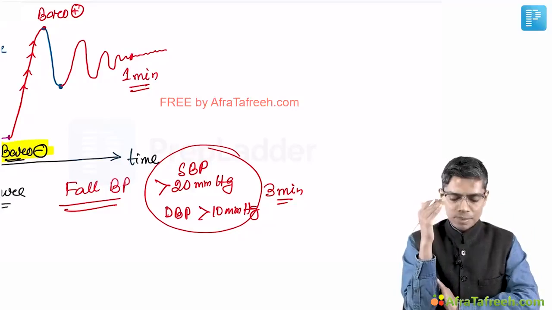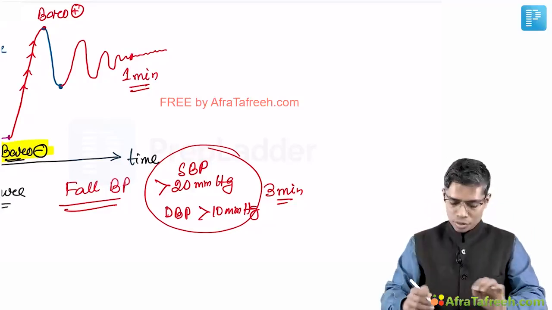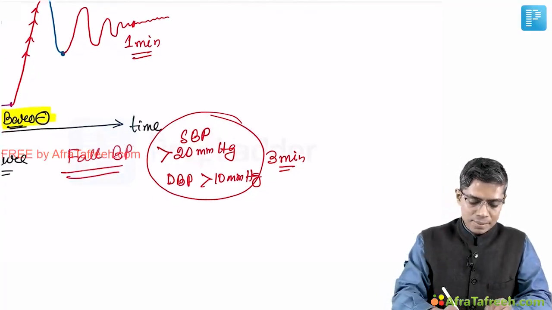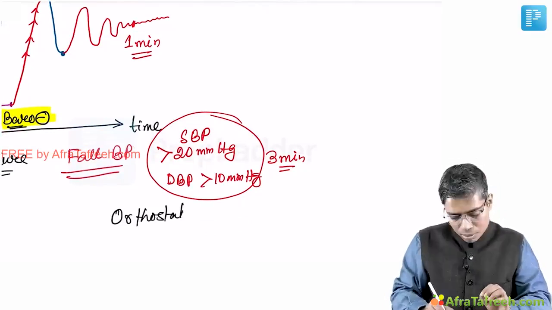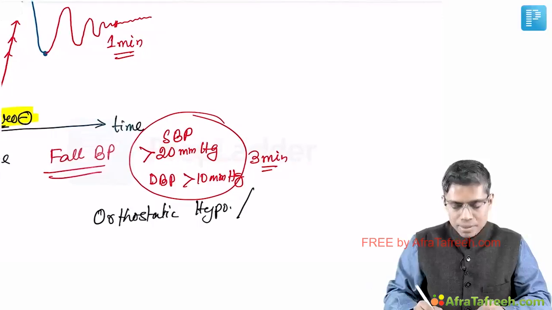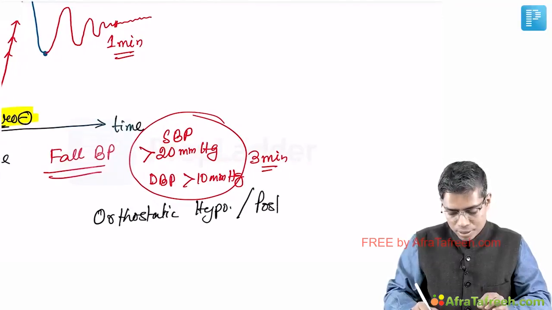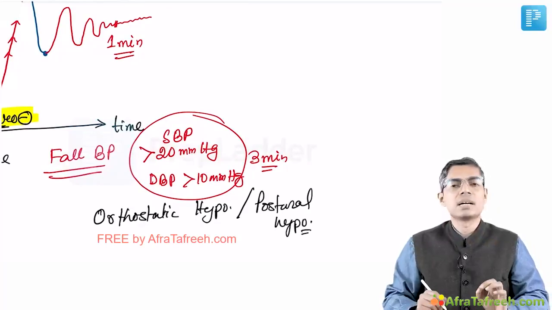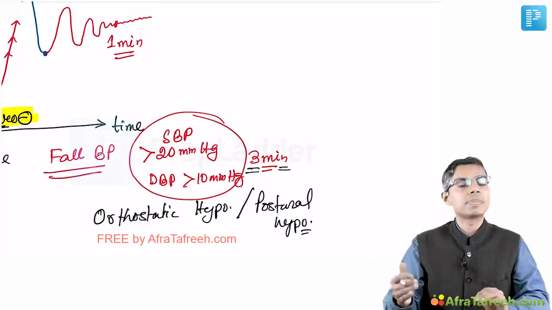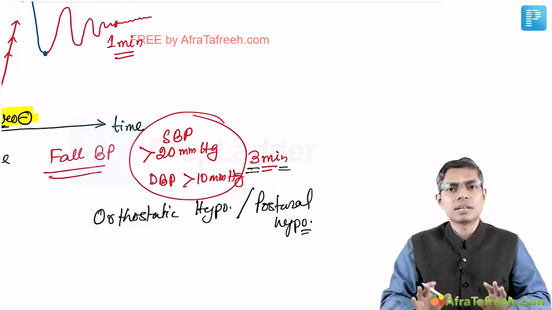So during this standing, if the blood pressure is falling, systolic blood pressure greater than 20 or diastolic blood pressure more than 10 millimeter of mercury, then the person is labeled that he is suffering from orthostatic hypotension, or postural hypotension. Okay, so postural hypotension or orthostatic hypotension. Generally this fall should occur within 3 minutes. If it is happening after 3 minutes, then that is not orthostatic hypotension.